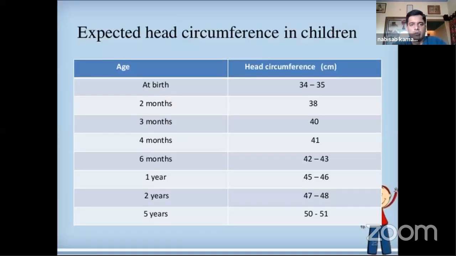The expected head circumference at birth for an Indian neonate averages around 34 to 35 centimeters. At 2 months, it reaches 38 centimeters, and at 3 months around 40 centimeters. At 6 months, 42 to 43 centimeters. At the end of the first year, around 45 to 46 centimeters. At 2 years, 47 to 48 centimeters.